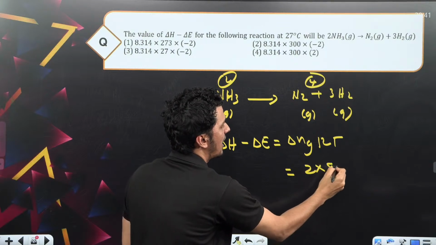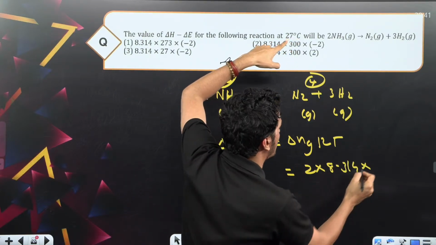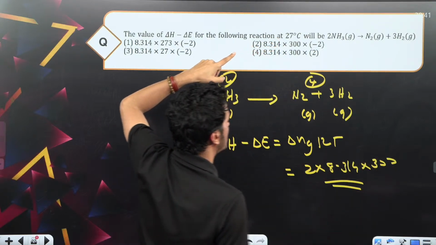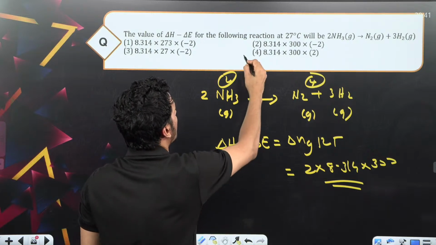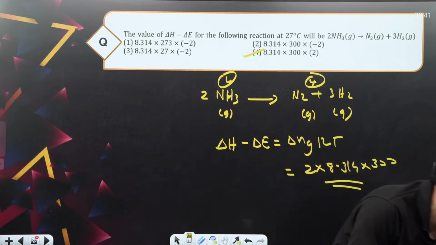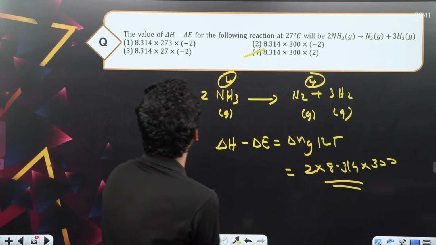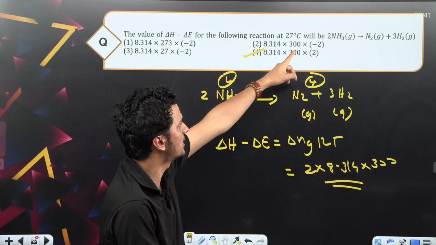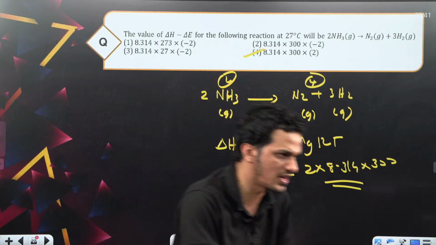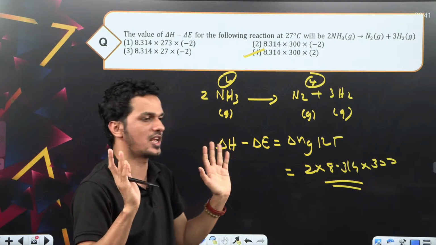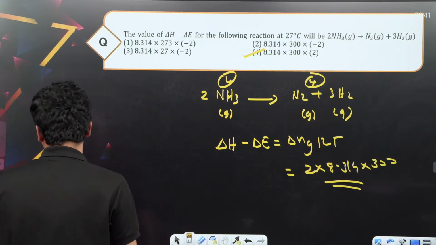2 into R. R is 8.314, into temperature. Temperature 27 degrees Celsius means 300 Kelvin. So that's it. 2 into 8.314 into 300. So which option will come? Fourth option will come. I hope it is okay, guys. Fourth option, not the third option, fourth option will come. Delta Ng means number of moles of gaseous product minus number of moles of gaseous reactant. Okay, yes, we can move to the next question.